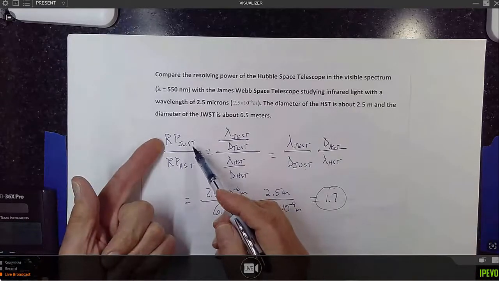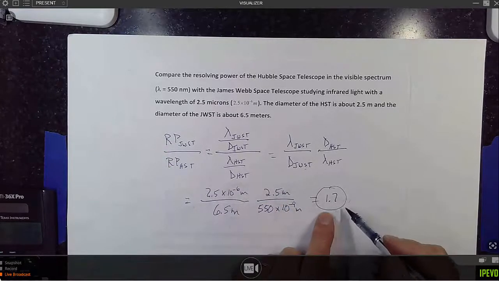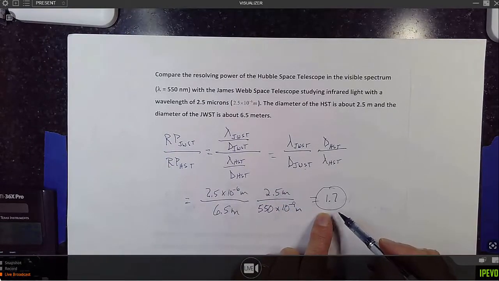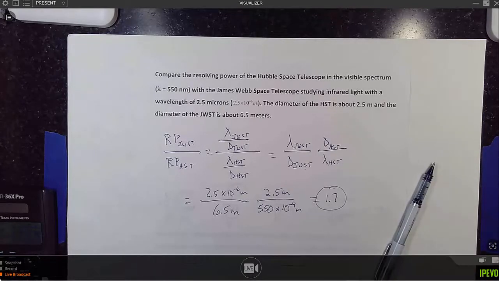Remember, I put the James Webb Telescope on top and the Hubble Space Telescope on the bottom, and the resolving power of the James Webb Telescope is about twice as big, 1.7 times as big as that of the Hubble Space Telescope. So not quite the same fine detail, but still not bad. The Hubble Space Telescope does pretty well. And the James Webb Telescope has been designed to study infrared light instead, and so it'll be looking at a whole part of the spectrum that the Hubble Space Telescope can't touch.